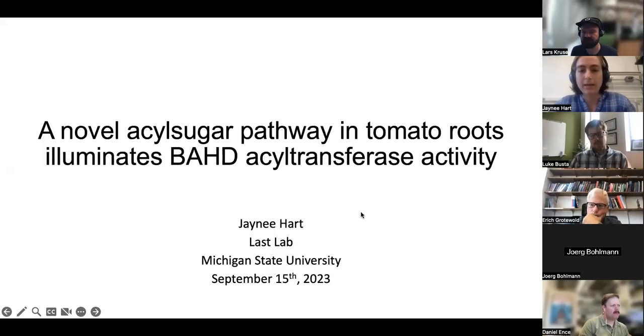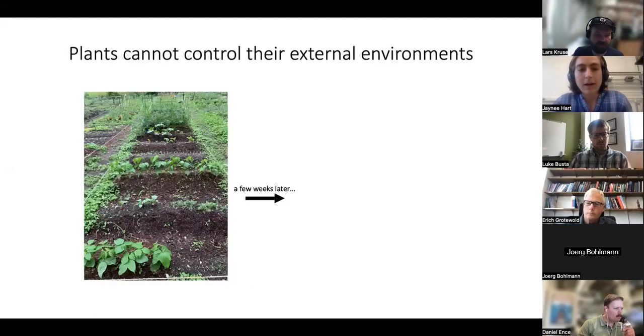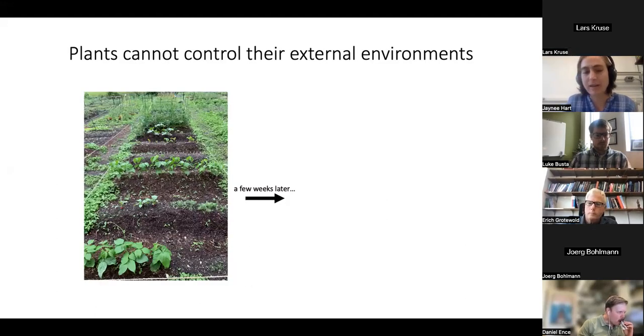into an examination of the structure and function of BHD enzymes, which I'm excited to give you a little bit of details about today. So as might have been evident from some of the publications that Lars highlighted, I came into this through my interest in how plants respond to their environment.